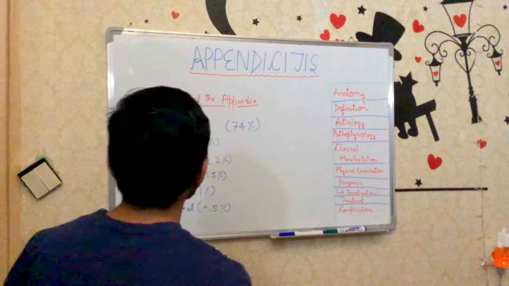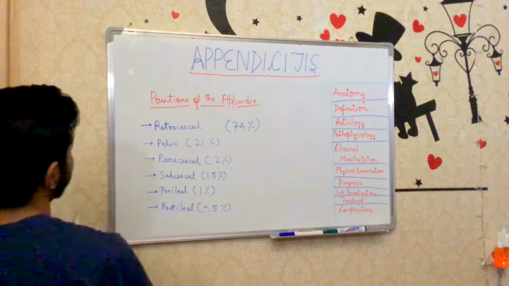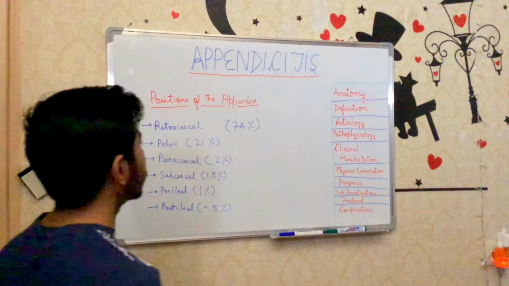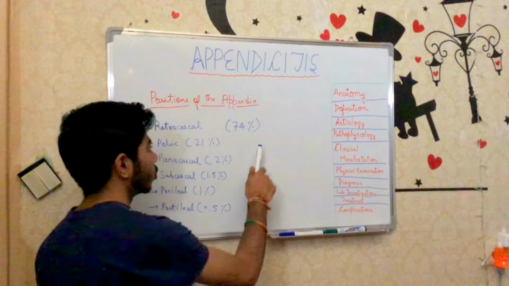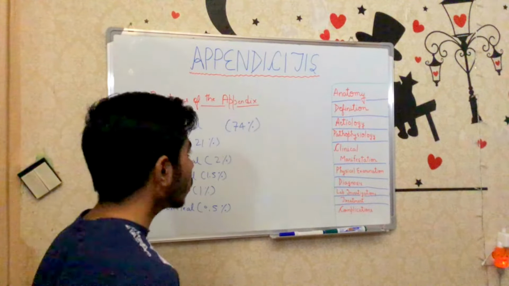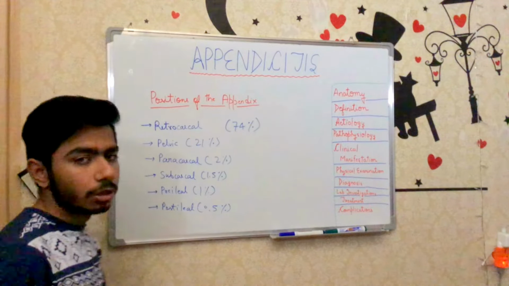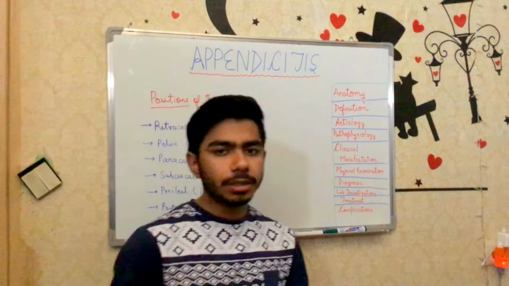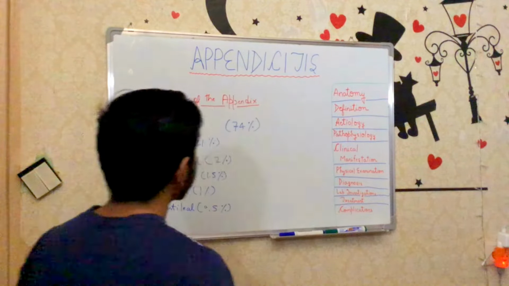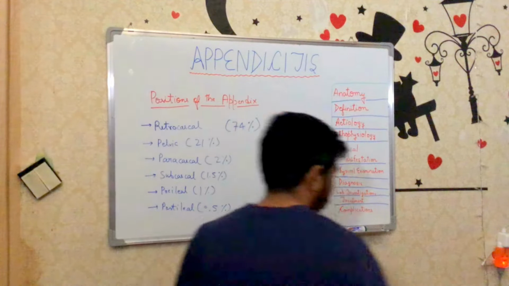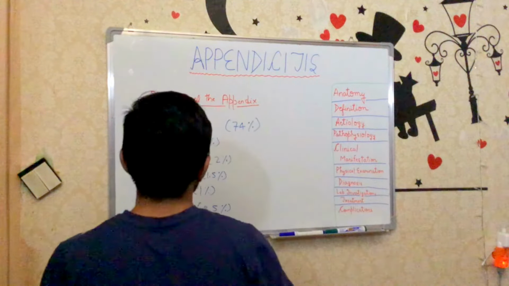Now these were the positions, but the most common, as you can see, is the retrocecal position of the appendix, and in about 74% of people, the appendix is situated retrocecally, that is exactly behind the cecum. Now let's talk about the pathophysiology of appendicitis.